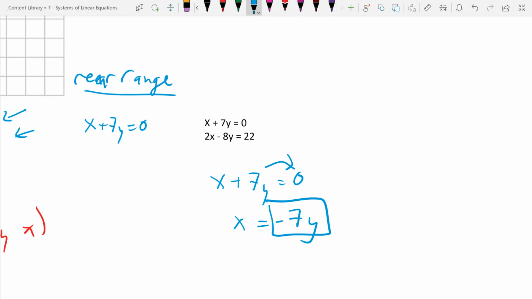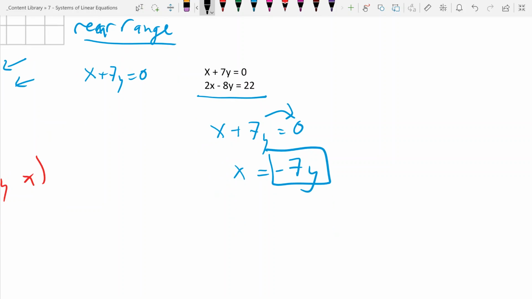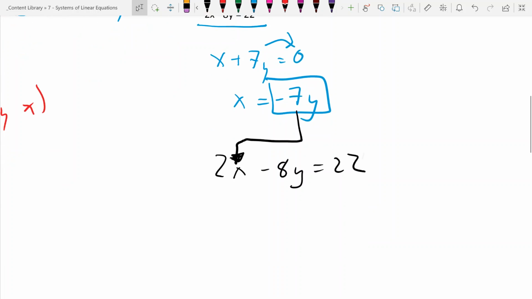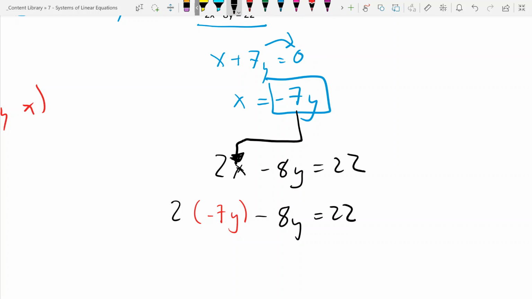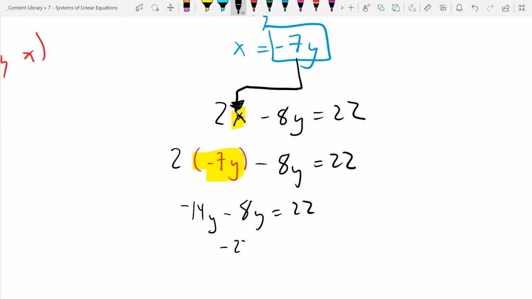So again, I'm going to substitute this into the second equation. We don't really have to rearrange it. It'll work this way: 2x minus 8y equals 22. So I'm going to take that and sub it in for x. Remember, before I said you had to put brackets so you don't screw anything up. That's important here. So I replaced that x with these numbers. Now I'm just going to solve, multiplying it out. So negative 14y minus 8y equals 22. I'm pretty sure that negative 22y equals 22. So y equals negative 1.